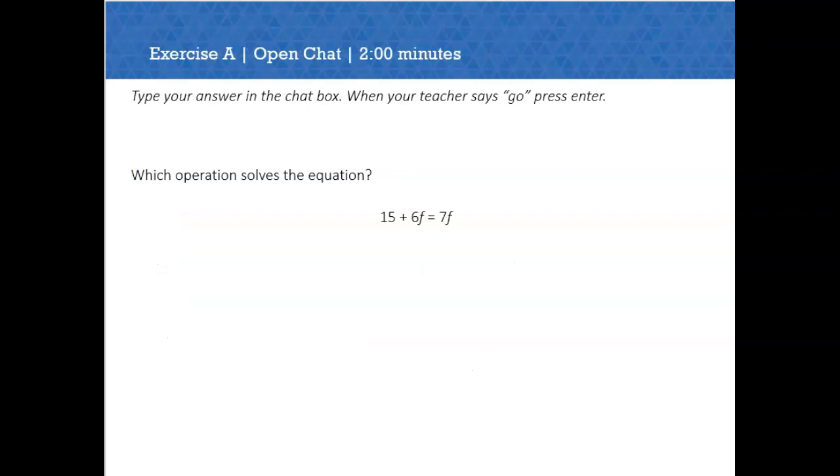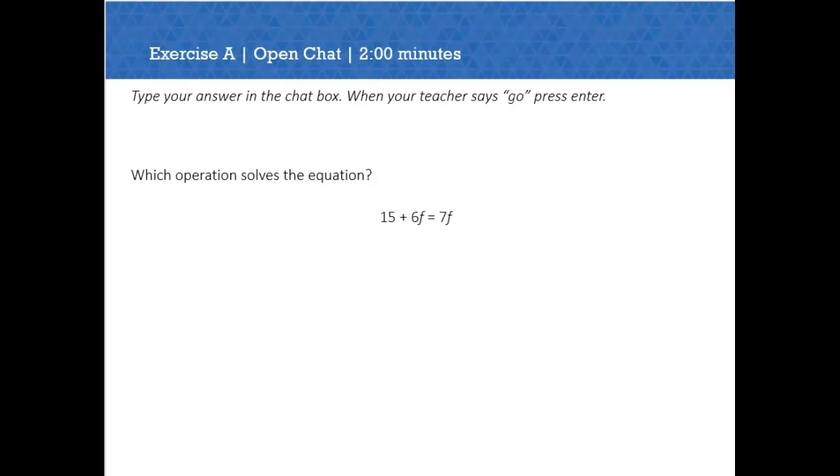Let's talk about which operation solves the equation. So let's look. This time we have something different. 6f and 7f. We have variables on either side of the equation. So before, we were moving the number away from the variable. So now, it doesn't make sense for us to move the 15. If we move the 15, we just get 6f equals 7f minus 15. So we want to get the variable terms together, just like before we got the number terms together.